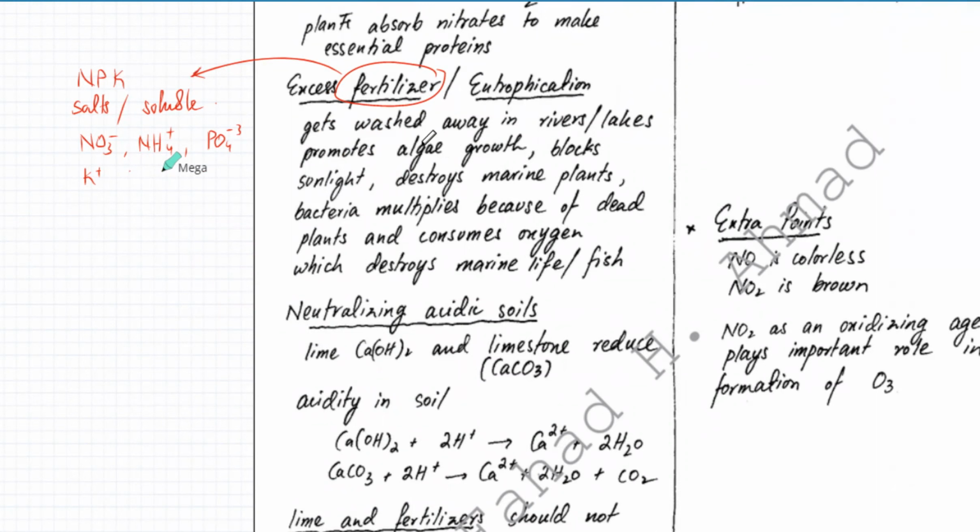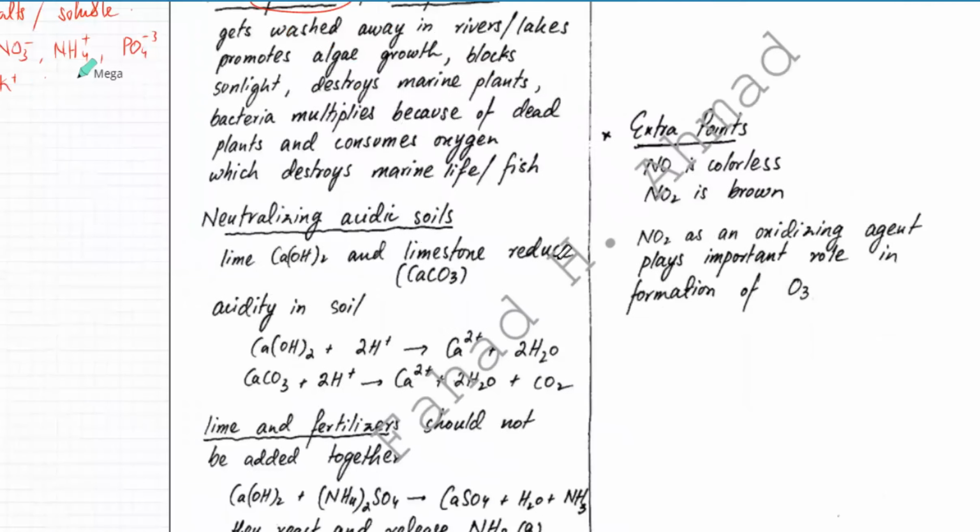So what happens is that in rivers and lakes, algae grows and blocks sunlight and destroys marine plants because they don't get sunlight, and then bacteria feeds on the dead plants and consumes all the oxygen, which destroys the marine life, fish, etc.